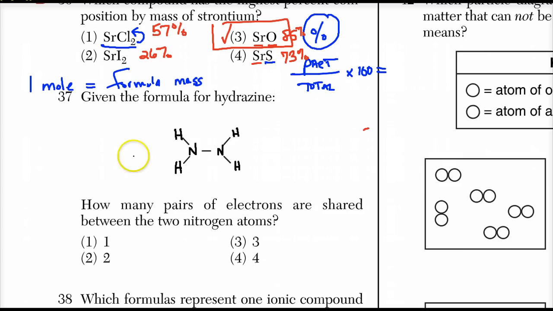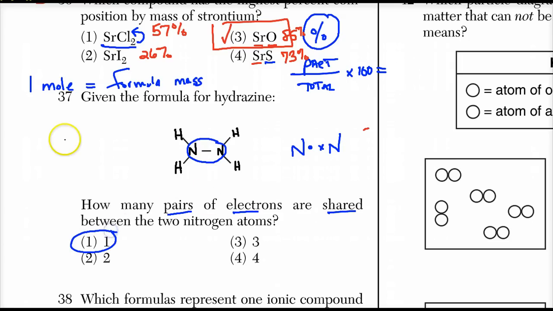Number 37 states how many pairs of electrons are shared. Shared is a covalent bond. So if I look between the N, there is one bond. That bond represents a pair of electrons that are being shared. So there is one pair.